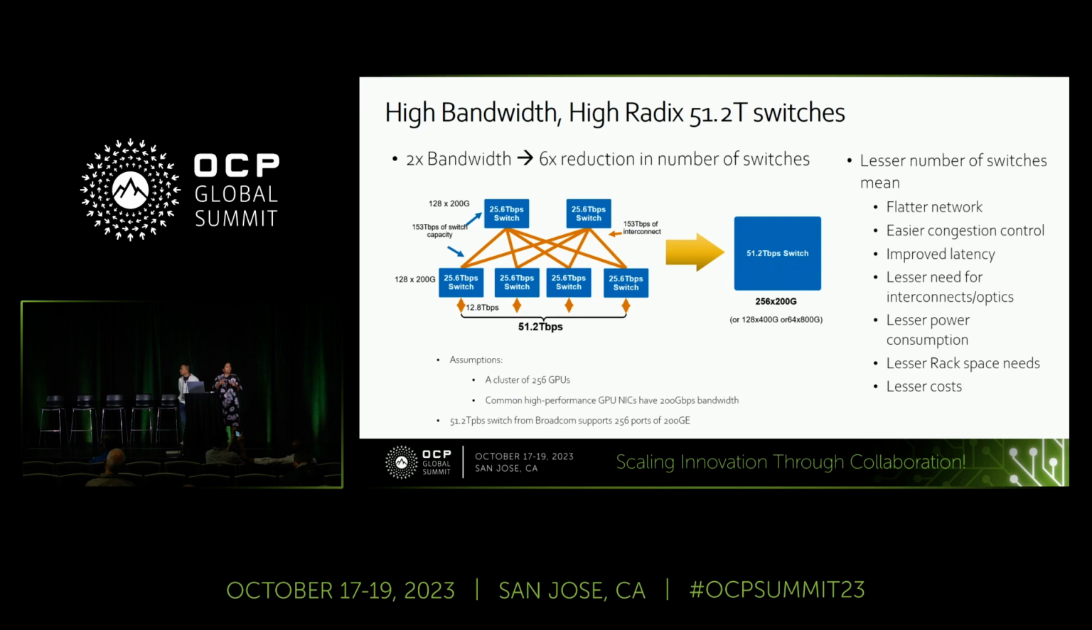So the moment you flatten the network, there are fewer switches involved, fewer optics and interconnects, less power consumption throughout because the number of switches is reduced, and the rack space needed is also less, and the total cost is also lower because your number of switches is reduced. And because it's flatter, much better congestion control mechanisms can be employed. And of course, it also improves your latency tremendously.